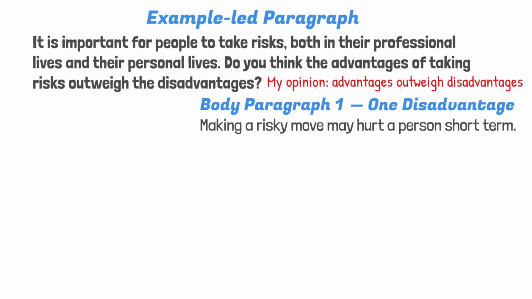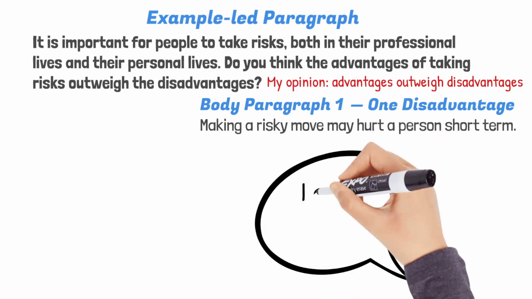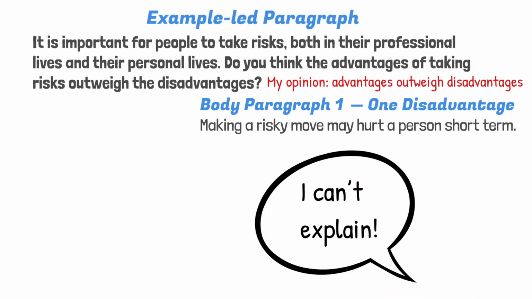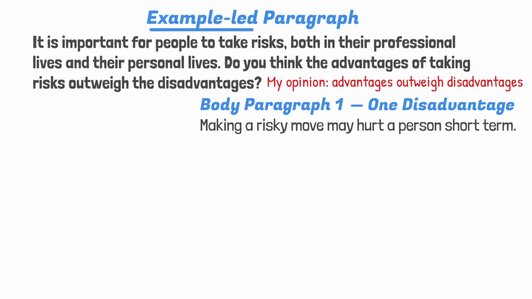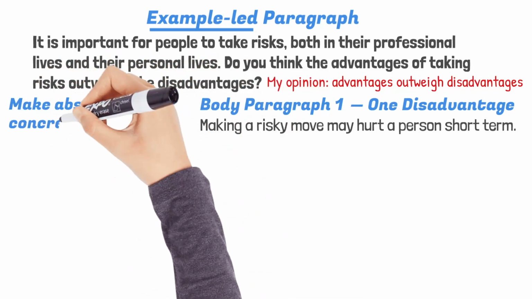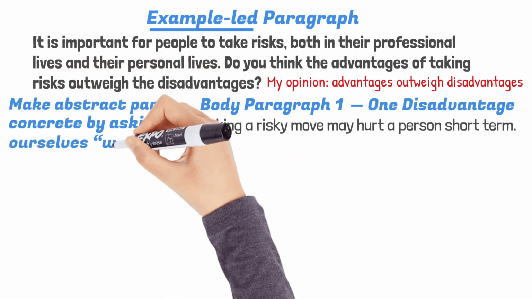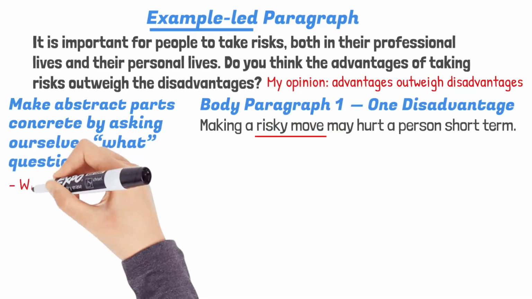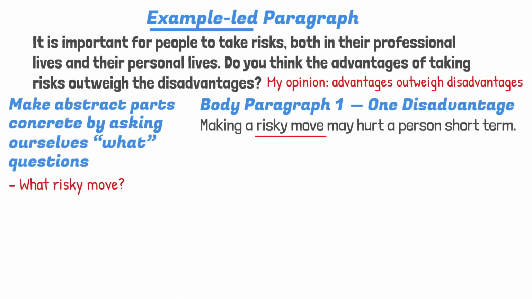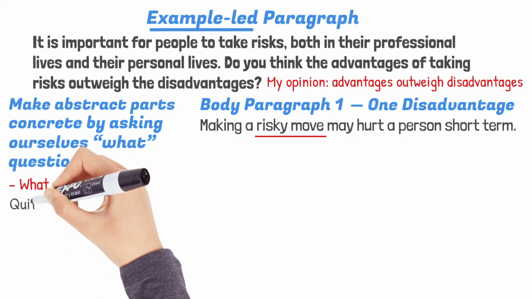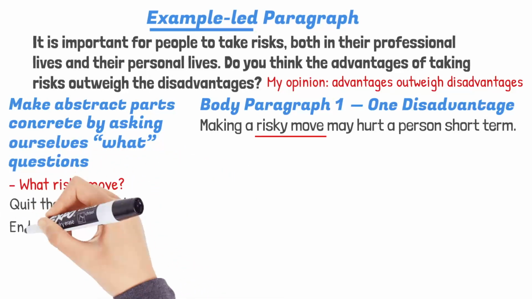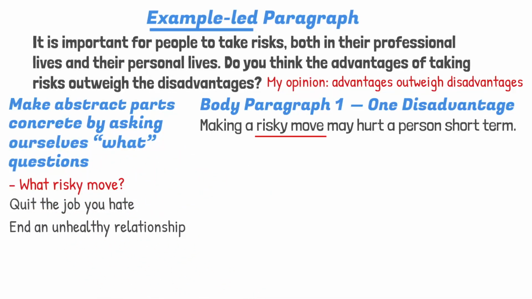But why may making a risky move hurt a person short term? I really can't explain. It's not a big deal. I will skip the explanation part and directly provide an example. The method is the same. I will simply make abstract parts concrete by asking myself what questions. What kind of risky move exactly? This is so easy. It could be quitting a job you hate or ending an unhealthy relationship.